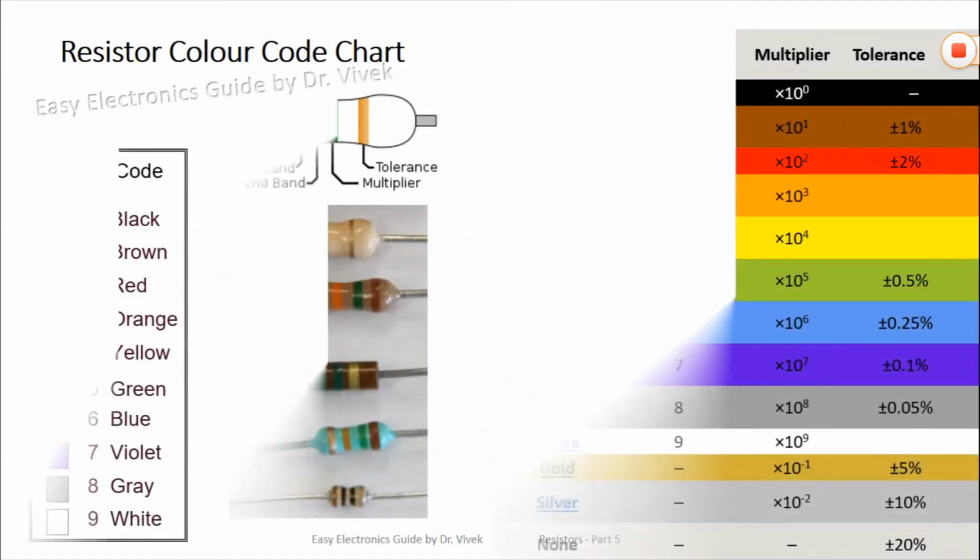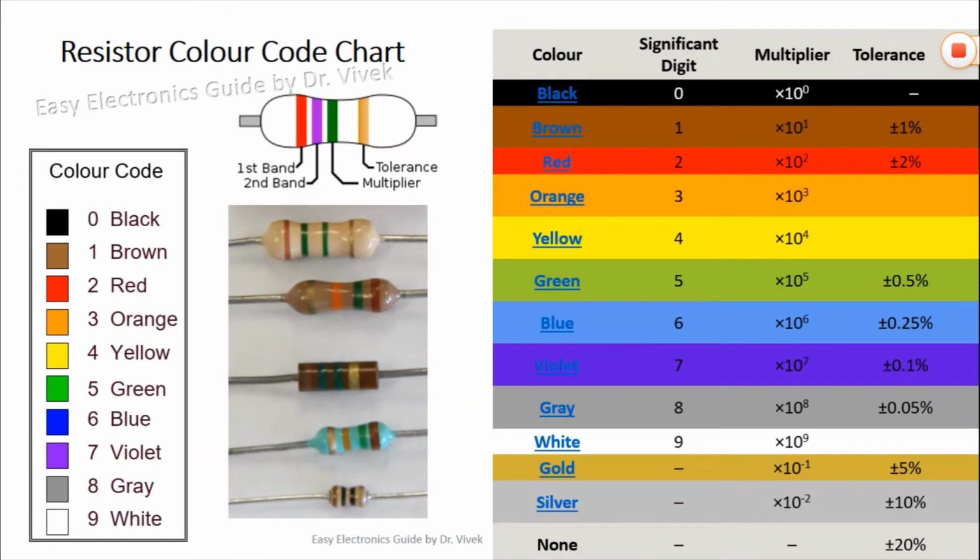This is the color coding. There is a number associated with each color. For black, the number is 0. For brown, the number is 1. Like that.